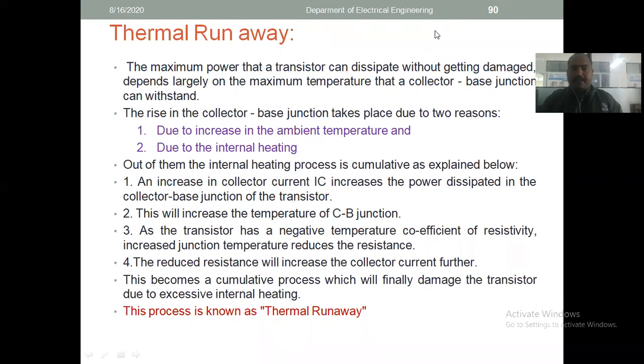Good afternoon, everybody. In the last lecture, we studied the thermal runaway process and the effect of thermal runaway that we saw. In this lecture also, we will revise the same part again, and then we will start the compensation technique for the transistor.